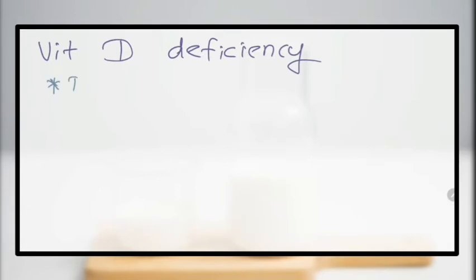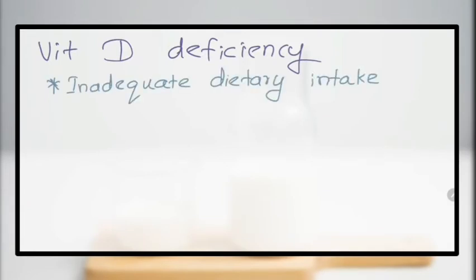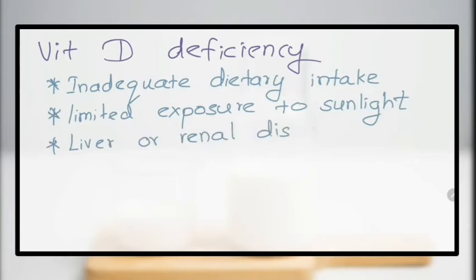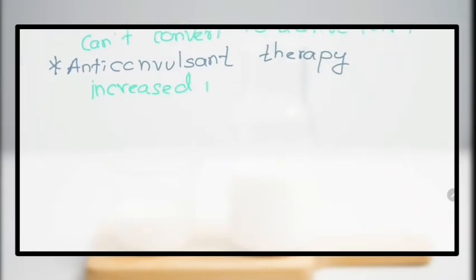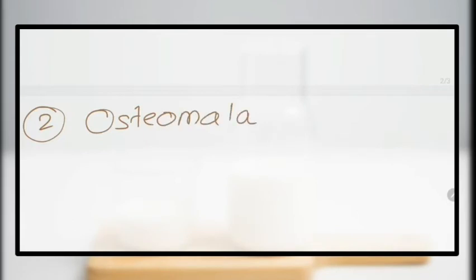What are the possible causes for vitamin D deficiency? Inadequate dietary intake, limited exposure to the sunlight, liver or renal diseases, malabsorption problems, anticonvulsant therapy. What are the clinical conditions associated with vitamin D deficiency? Rickets and osteomalacia. Tell me something about them.